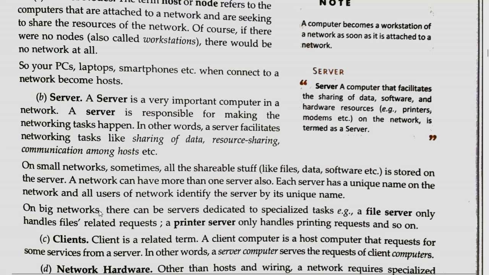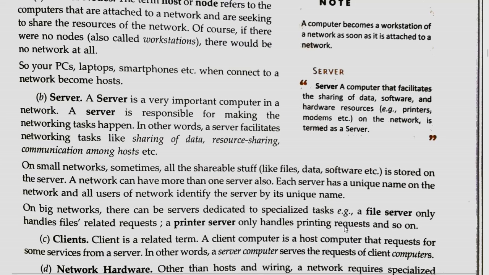Now, on big networks, there can be servers dedicated to specialized tasks. For example, a file server only handles file-related requests, and a printer server only handles printing requests, and so on. That is what I was talking about: if you are working in a big network, different servers will be required, and each server will be given a specified task. Like this server A is being used for file serving, and this server B is being used for printing. So dedicated tasks will be given to those servers.